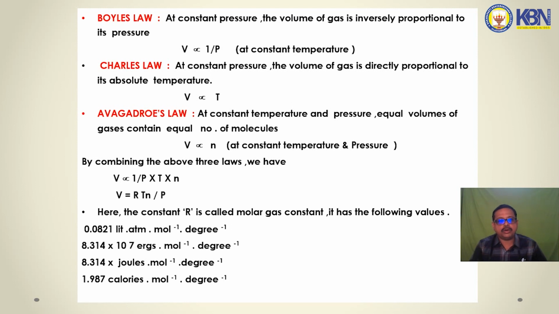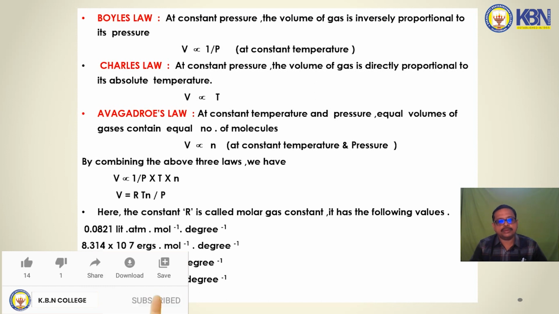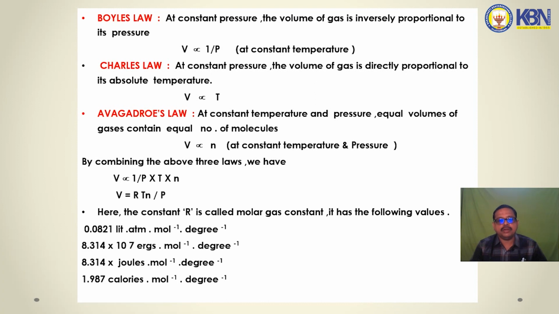The third one is Avogadro's law. At constant temperature and pressure, equal volumes of gases contain an equal number of molecules. According to this law, we can express that volume is directly proportional to n, where n means the number of molecules of the gas at constant temperature and pressure. By combining the above three laws, we have V is proportional to 1 by P into T into n. It can also be written as V is equal to RTn by P, where R is the constant.